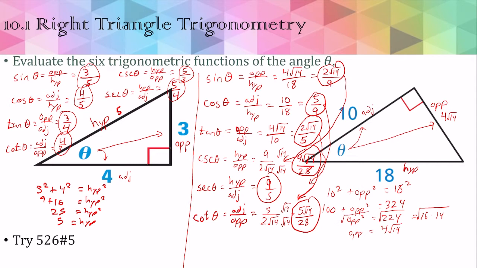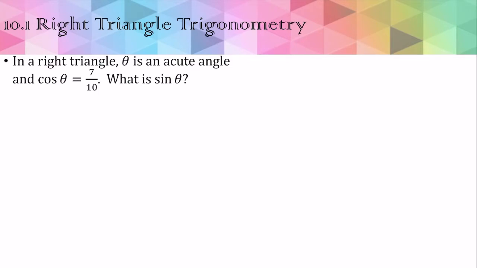Well, it's a very short pause because we just did number 5. Let's try a different type of example. In a right triangle, theta is an acute angle. By the way, that symbol is theta. It's a Greek letter. We use Greek letters to represent angles a lot. And cosine of theta is 7 over 10. What is sine of the angle?